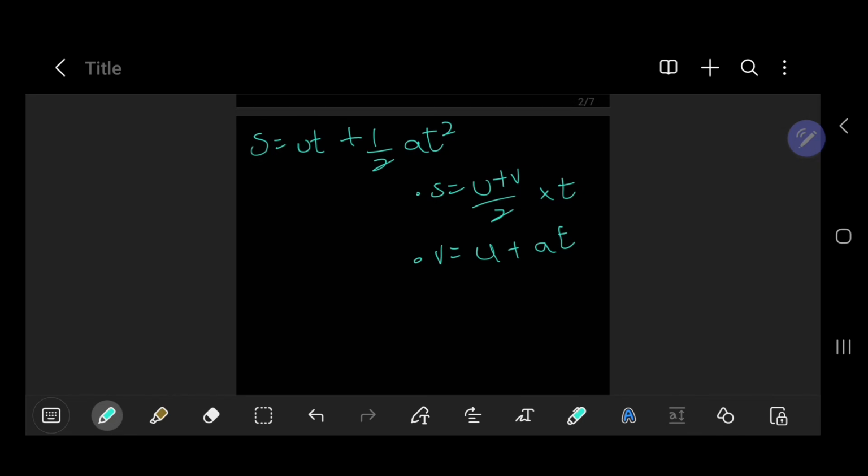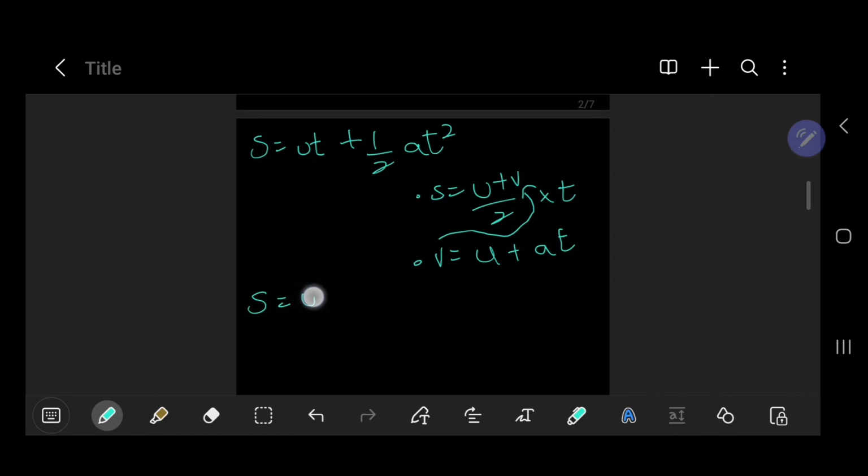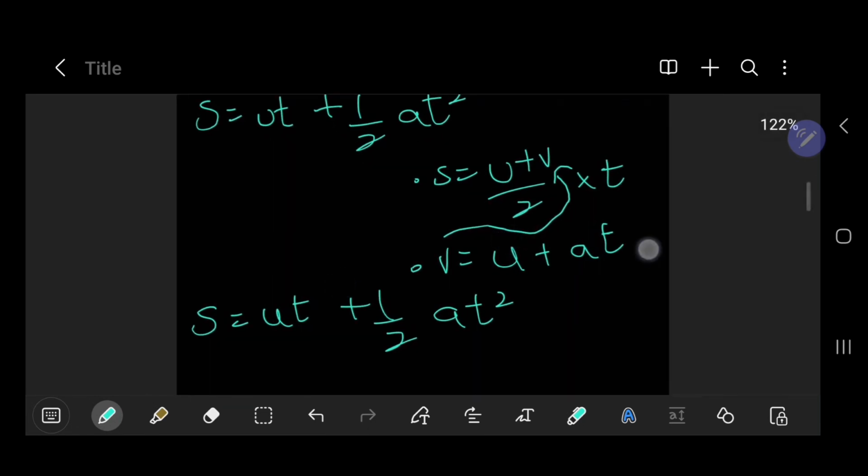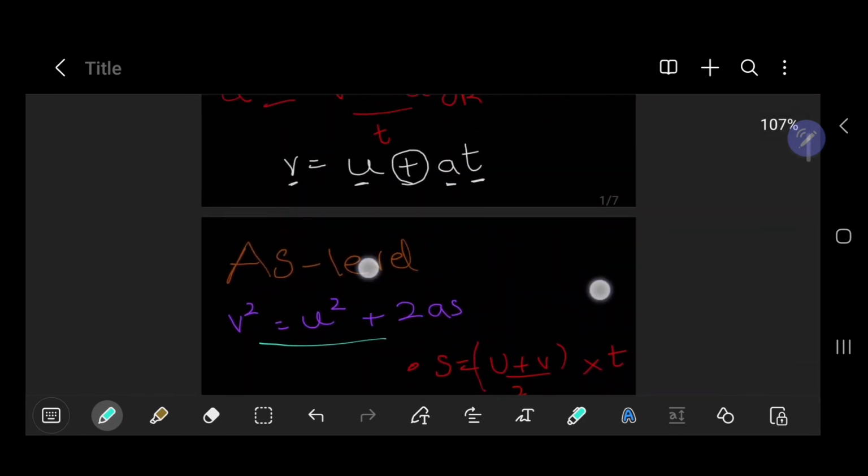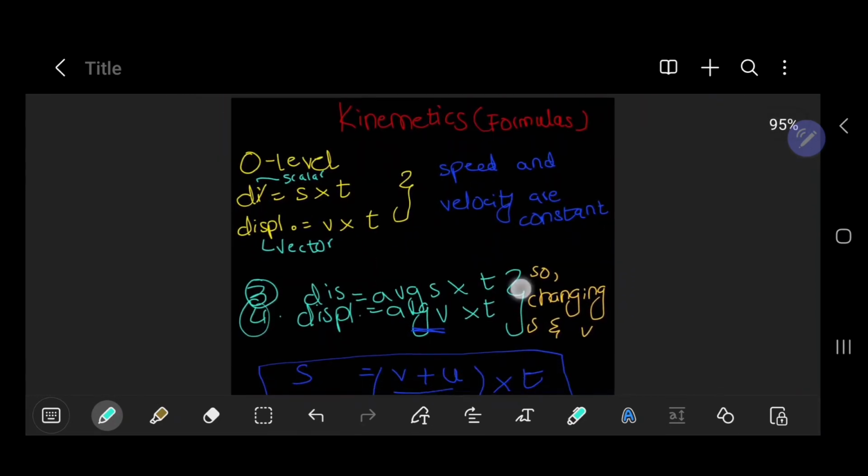So now we will simply substitute v here, and after solving it mathematically, what we will get is s = ut + ½at². Alright, I think we are done with all the formulas. You can have a look at all of them.